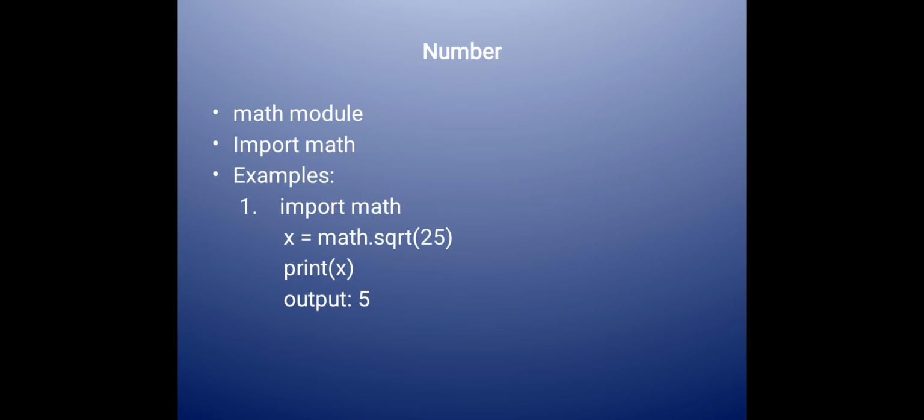So in this example, I have first imported the math module, that is import math. And in the second line, x is equal to math.sqrt of 25, print x, and the output will be 5. That is, 5 is the square root of 25. There are also some other functions like ceil, floor, and pi in the math module.